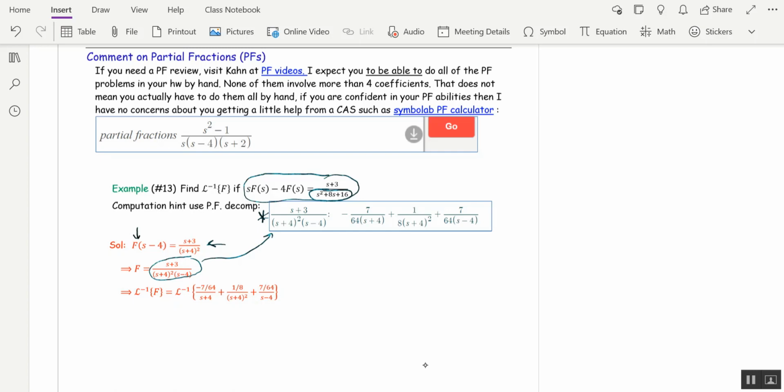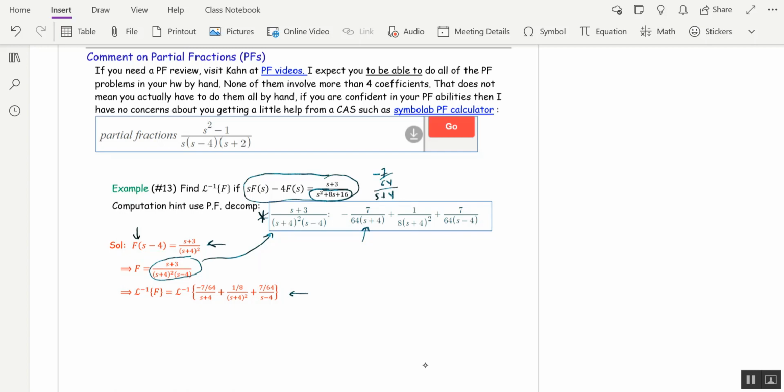Now, when you do that, Symbolab won't use complex fractions. So instead of negative 7 over 64 over s plus 4, they're going to write it like this. Now, for us, it's more helpful to keep that negative 7 over 64 on top. And so that's what I've done here.